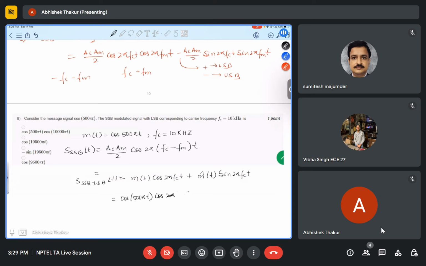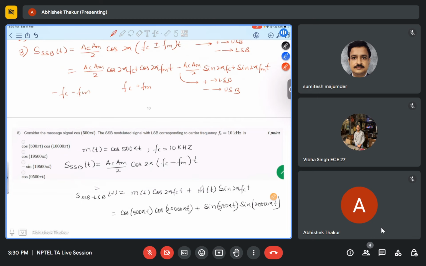So that will be 20,000 pi t, cos of 20,000 pi t, plus sine of 500 pi t into sine of 20,000 pi t. So it is just like the above equation. Here you can see only the plus sign will come for LSB.